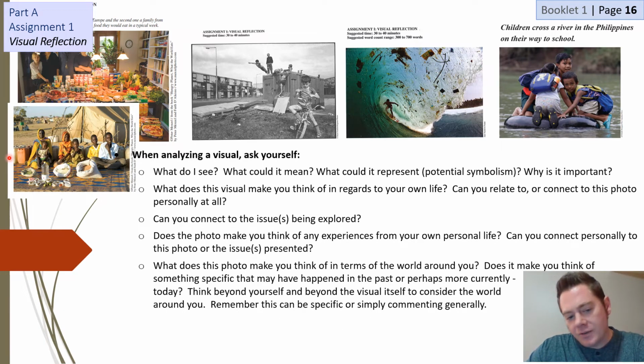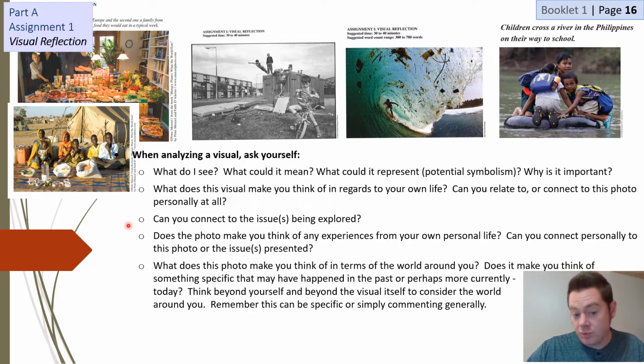So when analyzing a visual, ask yourself, what do I see? What could it mean? What could it represent? Is there potential symbolism? Why is it important? Always move towards that significance. What does this visual make you think of in regards to your own life? Is there any sort of personal connection here? Any way that you can relate to it? So can you connect not just necessarily to the visual, but to the issue that you're drawing out of it?